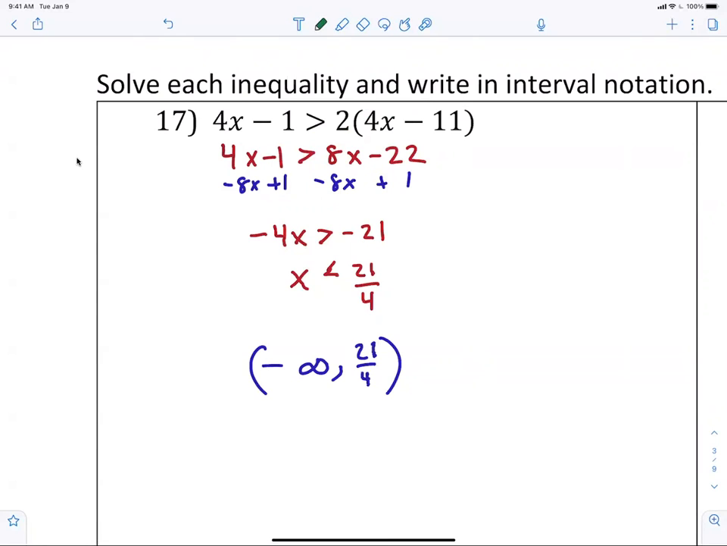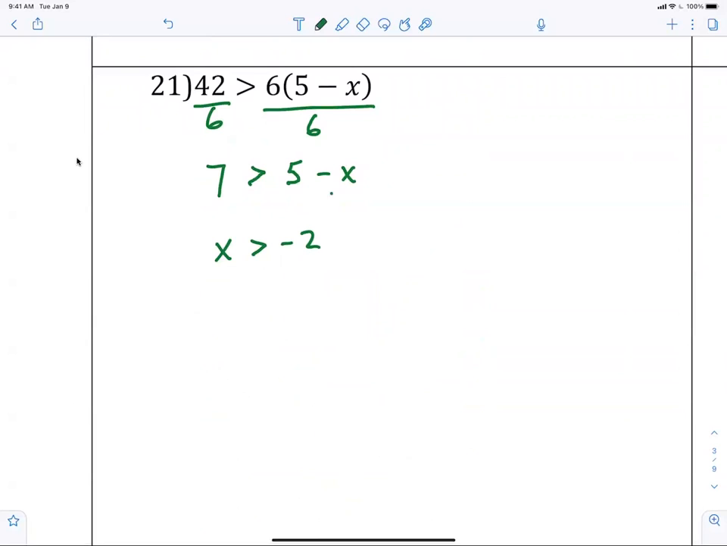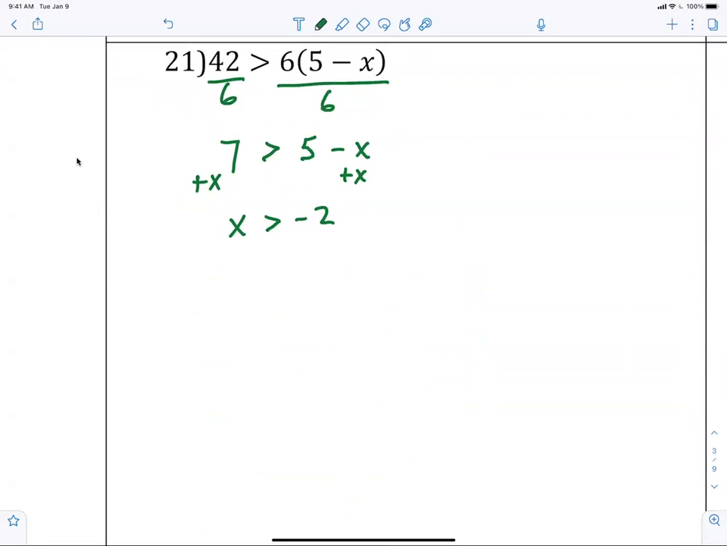I subtracted 8x from both sides. 4 minus 8 is negative 4. On this side, I added x to both sides. Oh, okay. So now x is greater than negative 2. So I'm starting at negative 2 and heading out to infinity.